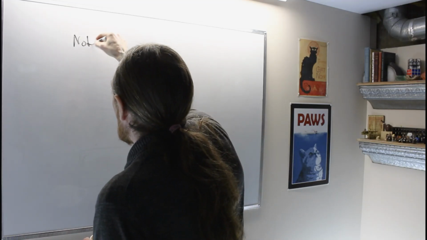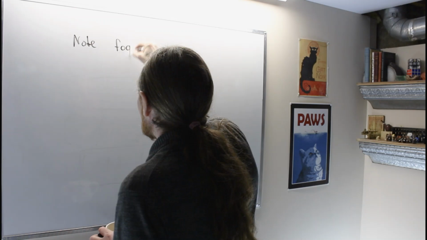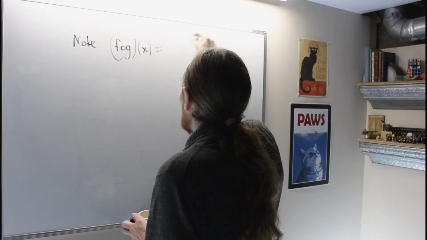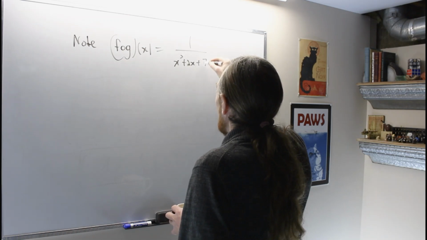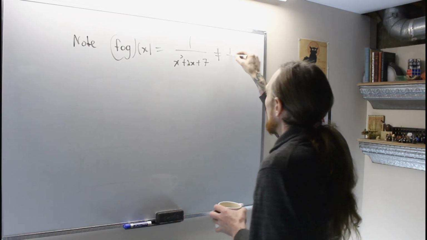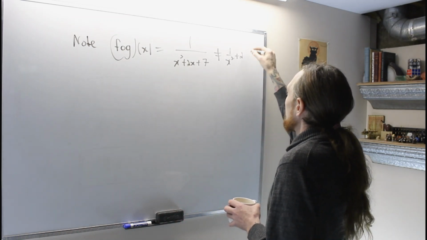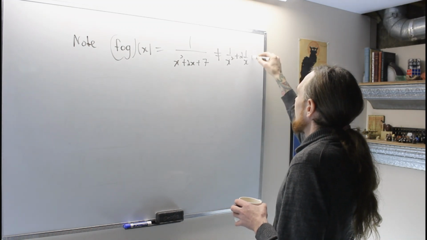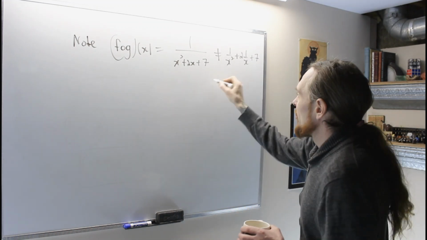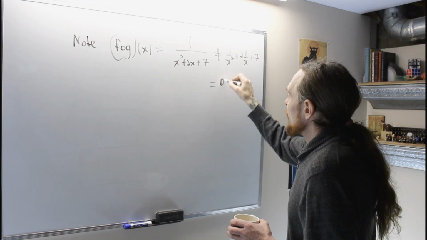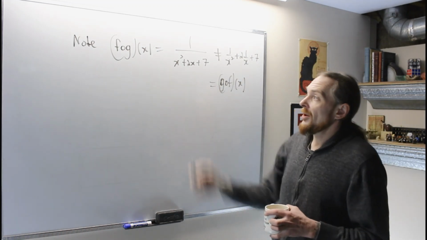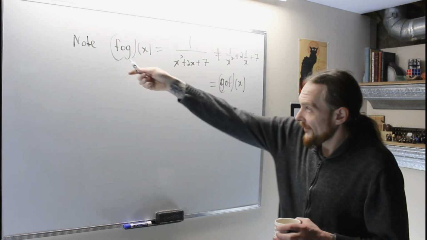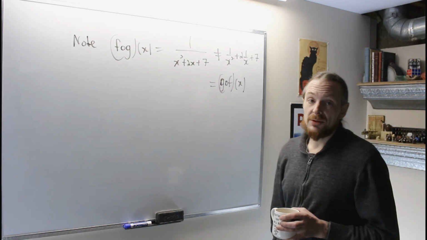So now we note that f following g of x was 1 over x squared plus 2x plus 7, which clearly doesn't equal 1 over x squared plus 2 times 1 over x plus 7, which was equal to g following f of x. So f following g is definitely not equal to g following f of x.